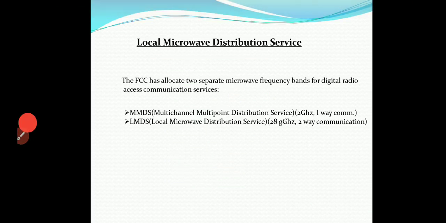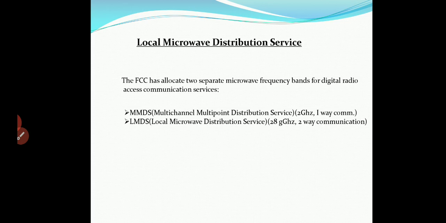So let's proceed further. Then there is local microwave distribution. The FCC has allocated two separate microwave frequency bands for digital radio access communication services. The first one is multi-channel multi-point distribution services, MMDS, and another one is LMDS, that is local microwave distribution services. MMDS is 2 gigahertz one-way communication, whereas LMDS is about 28 gigahertz two-way communication.